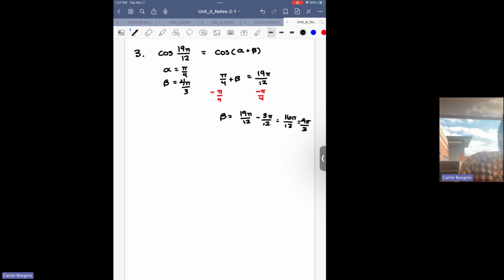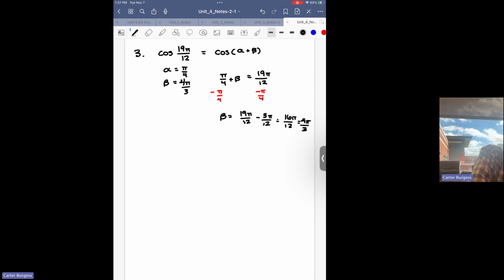So Keenan, to answer your question here, the fact that this is a positive 4 pi over 3 means that we're going to use the sum rather than the difference. If it was a negative 4 pi over 3, we would use the difference. But we'll readdress that. We'll come back to that because that can lead to some confusion.